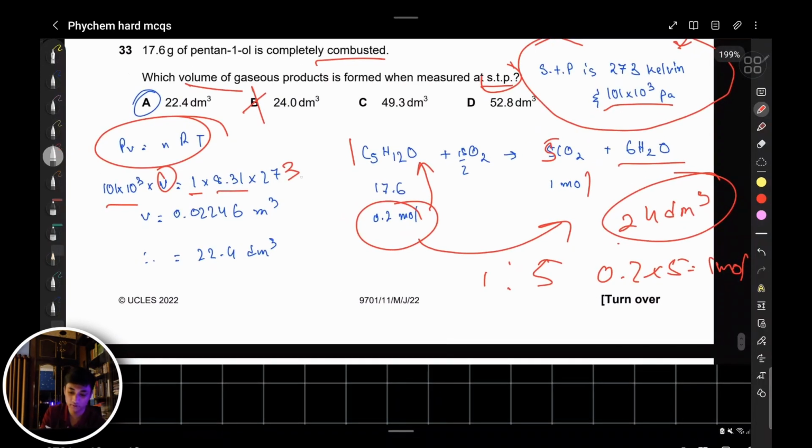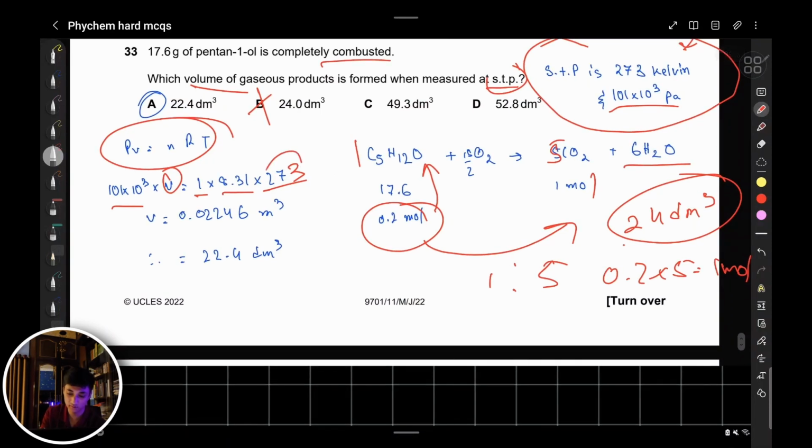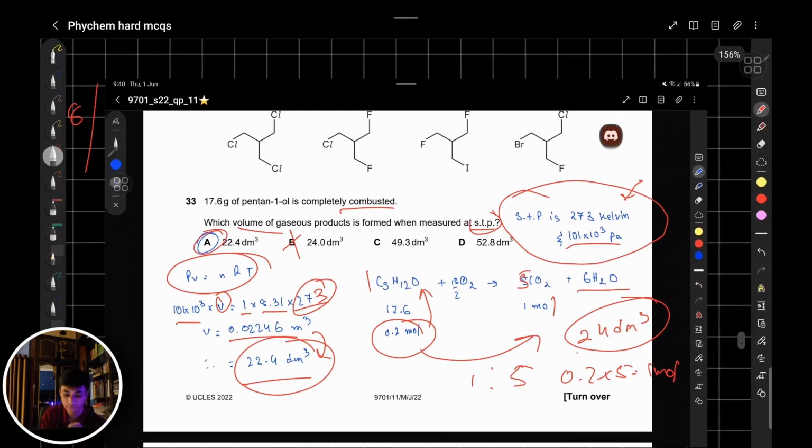Okay, so it's going to be 273. And 0.002246. Okay. So if you convert that into dm cube, from meter cube to dm cube, you're going to get 22.4 if you multiply by 1000. Okay, so 22.4 is the answer.